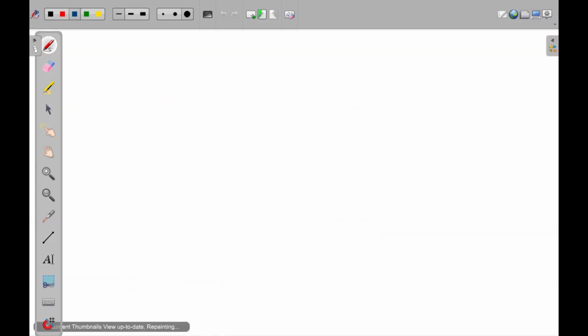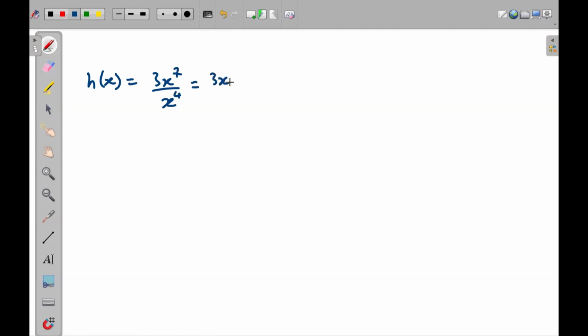Another situation that you may get, imagine having h of x is equal to 3x to the 7 over x to the 4. Again, laws of exponents become useful here. It becomes important to note that this can simplify to 3x cubed. I think you know what to do from here. But all I'm trying to show you is how laws of exponents are important. Let me show you an interesting one where we have g of x is equal to square root of x.